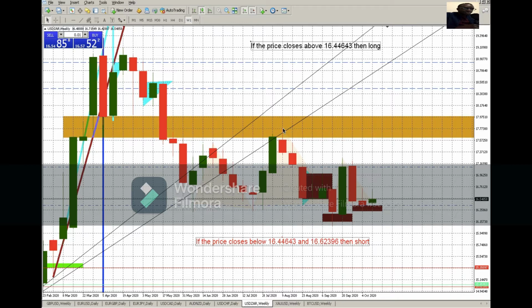then we'll be expecting a downward movement, and that downward movement will be approximately equal to this distance from here to here. So our downward movement will be approximately up to 15.3059. So this is what we are expecting, right, in the coming weeks.